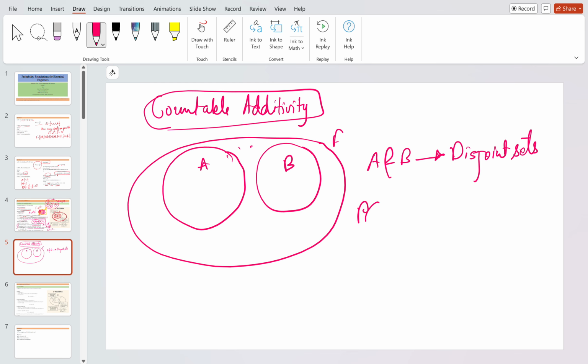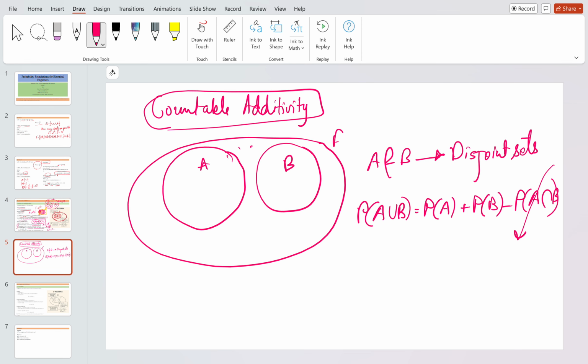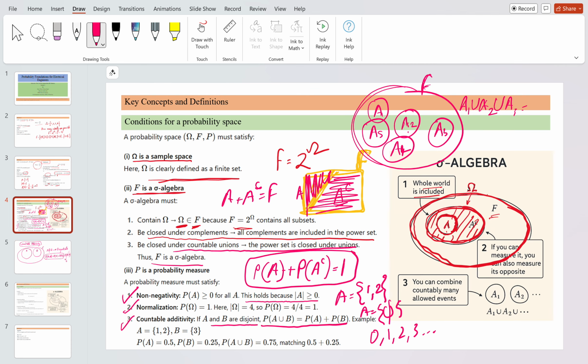You already know that the probability of A union B is equal to probability of A plus probability of B minus probability of A intersection B. Here the A intersection B is 0 because they are disjoint sets and no elements are common between them. So simply the probability of A union B is equal to probability of A plus probability of B. That can be seen from here also.